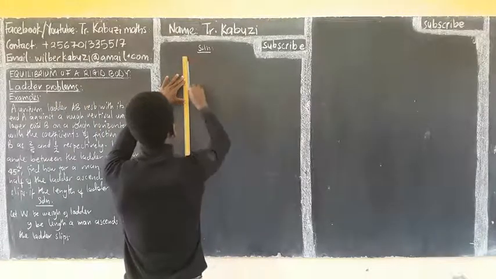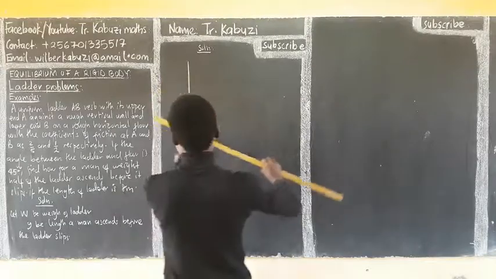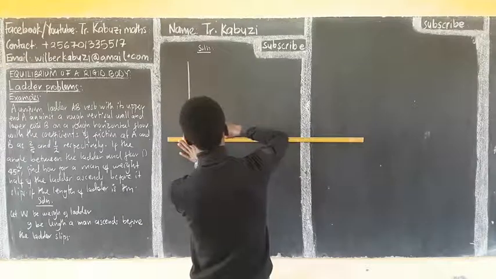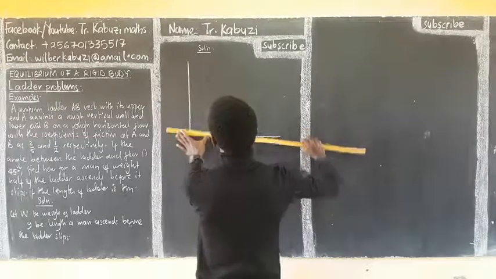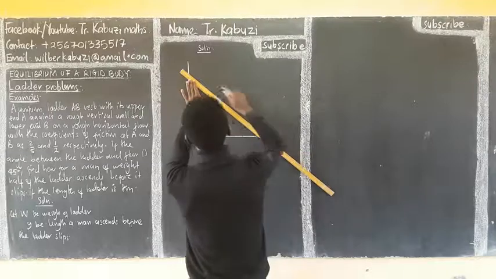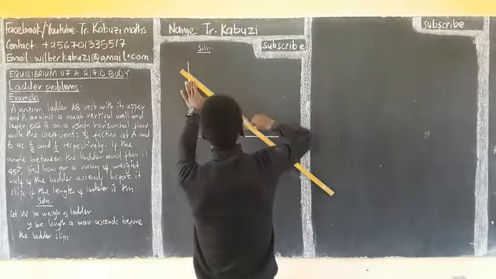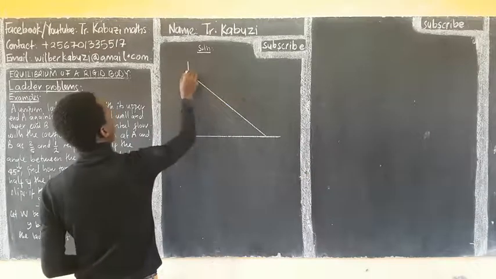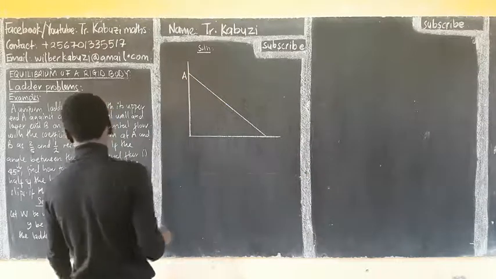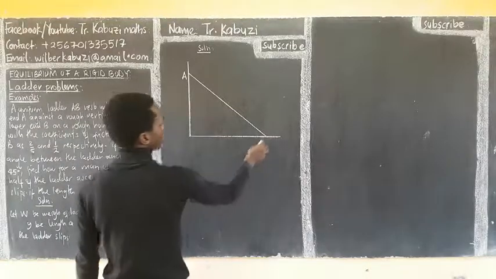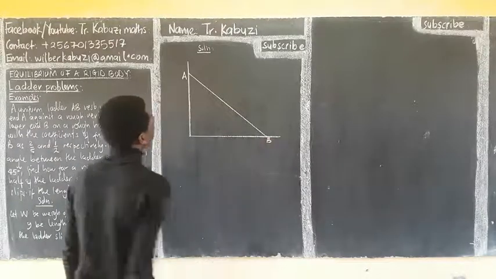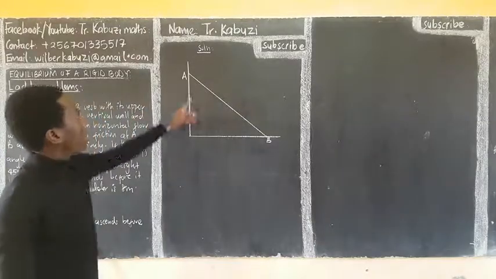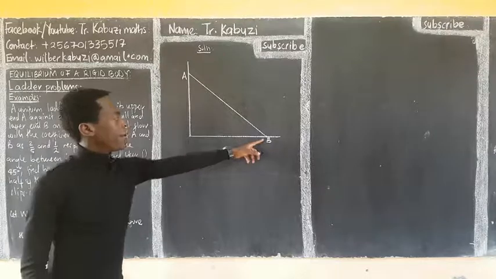So this is going to be our vertical wall. We have a horizontal floor. My ladder is going to be from there up to here. The part which is resting on our vertical wall is A. Then this one on the floor is B. You start asking yourself, do we have contact between the ladder and the floor? Yes, we have this.